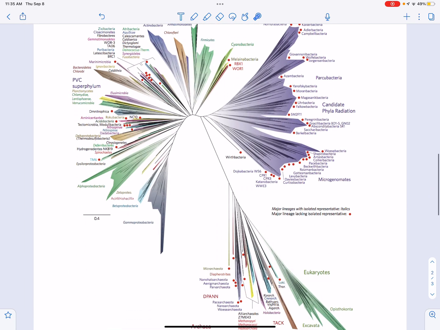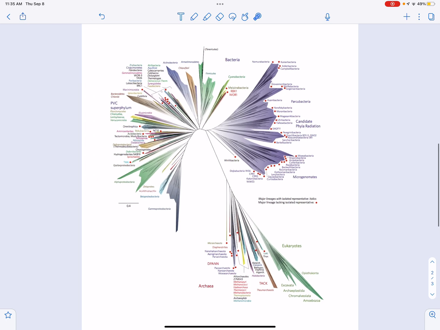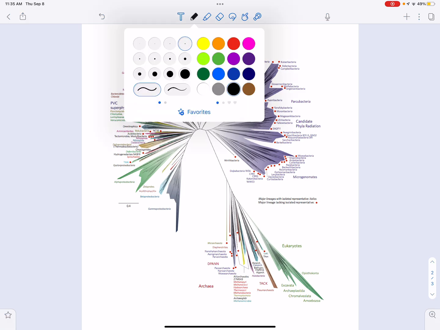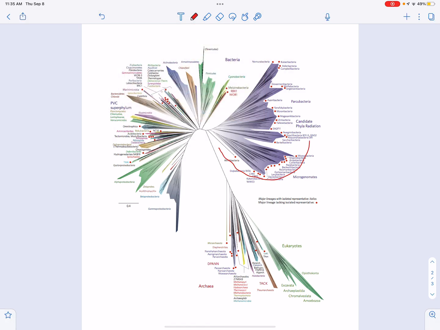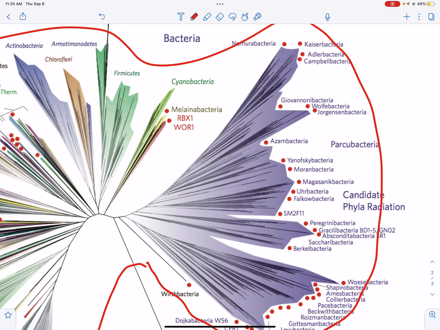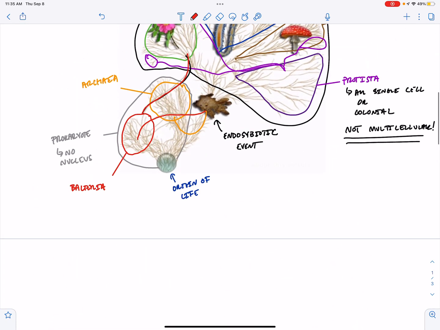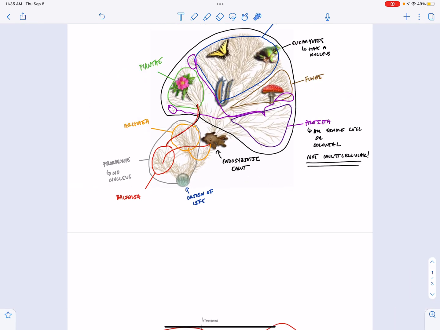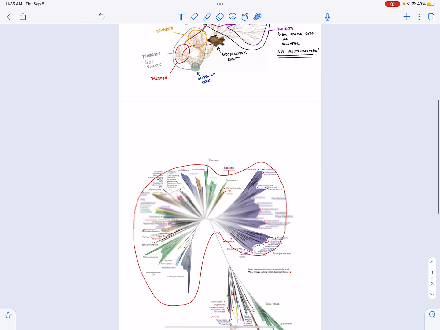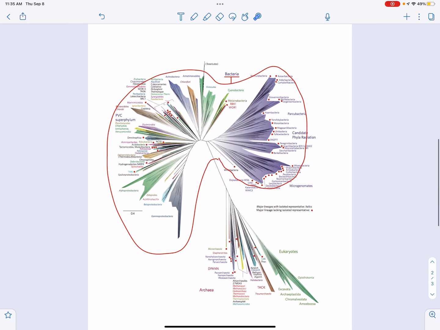Okay, the last tree is what we call an unrooted tree. Notice that there are a couple major differences. This is all bacteria. On the other tree, bacteria were kind of small and not super important, it seemed. Notice that here they're the most diverse and biggest group on this unrooted tree.